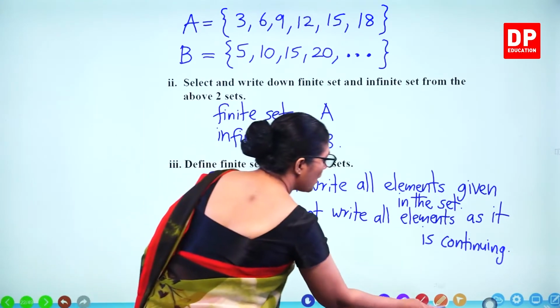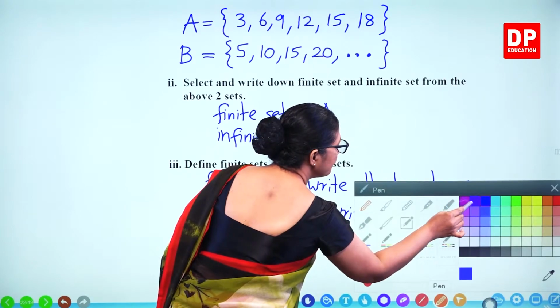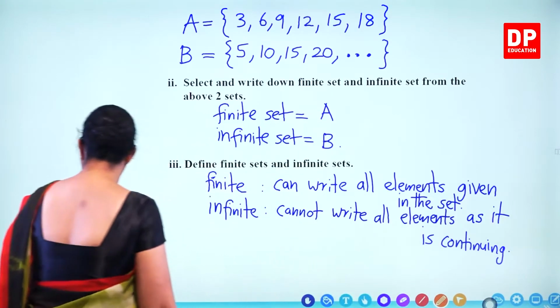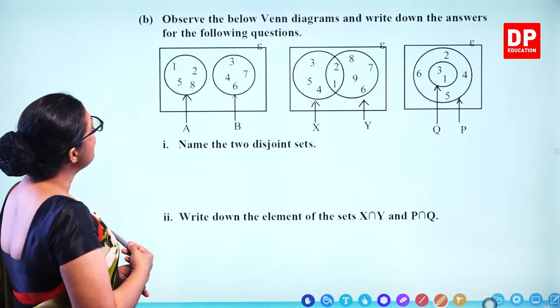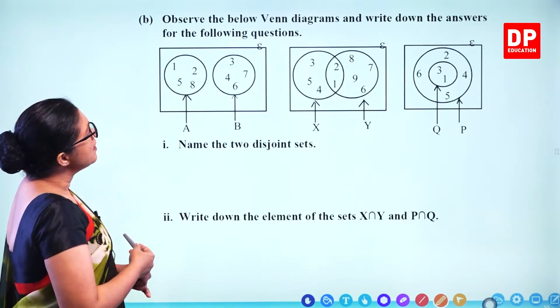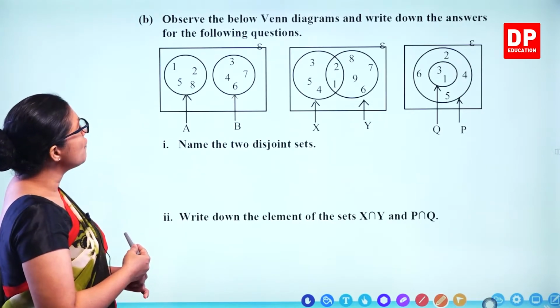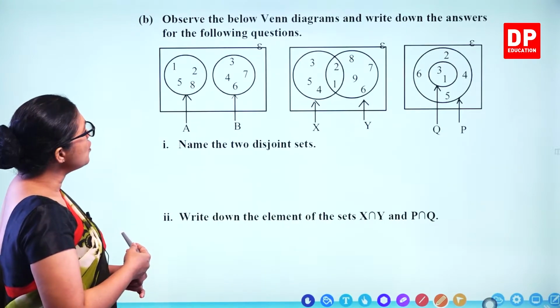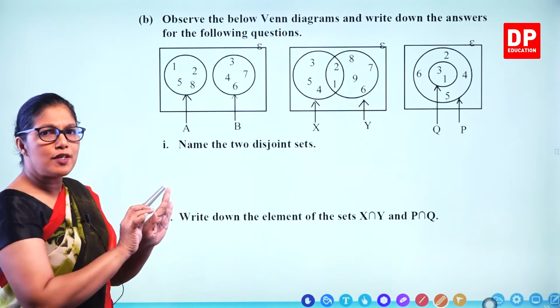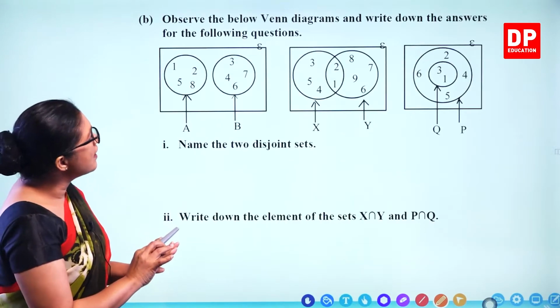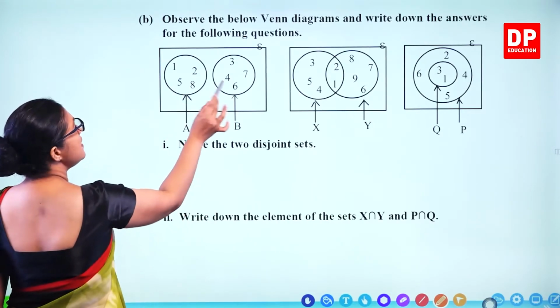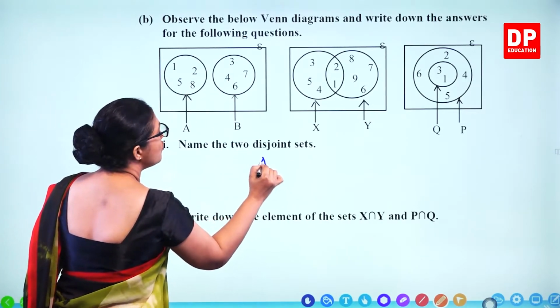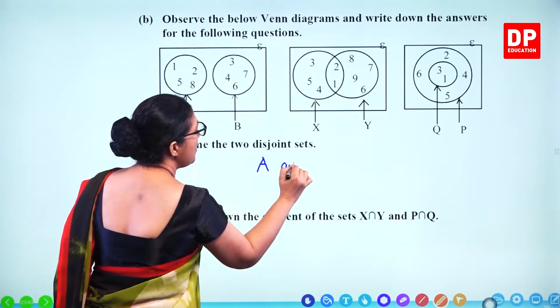Let's take the next one. Part B. Observe the below Venn diagrams and write down the answers for the following questions. Name the two disjoint sets. Disjoint means no intersection. At once we can see these are disjoint sets A and B.